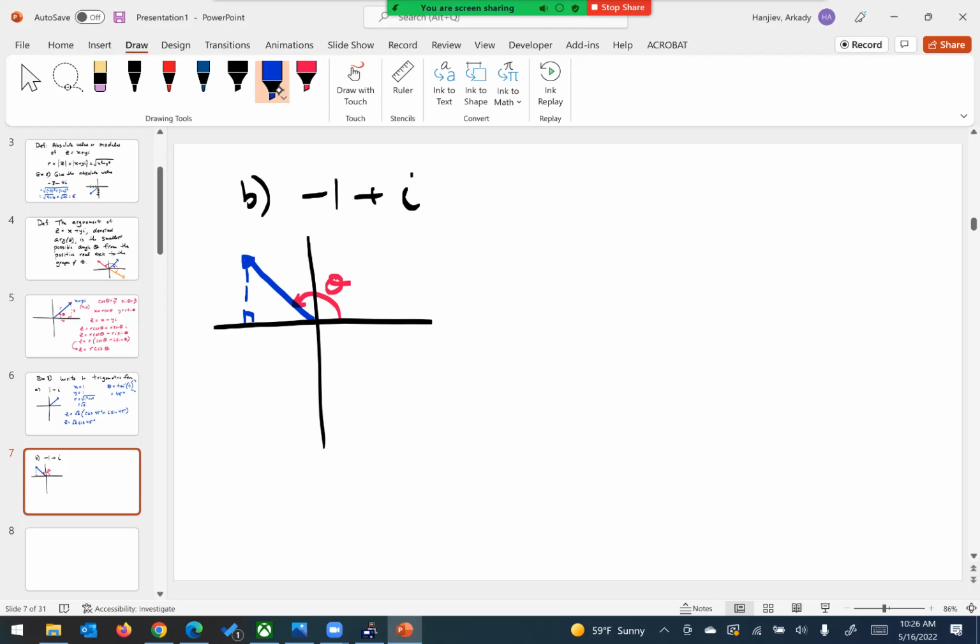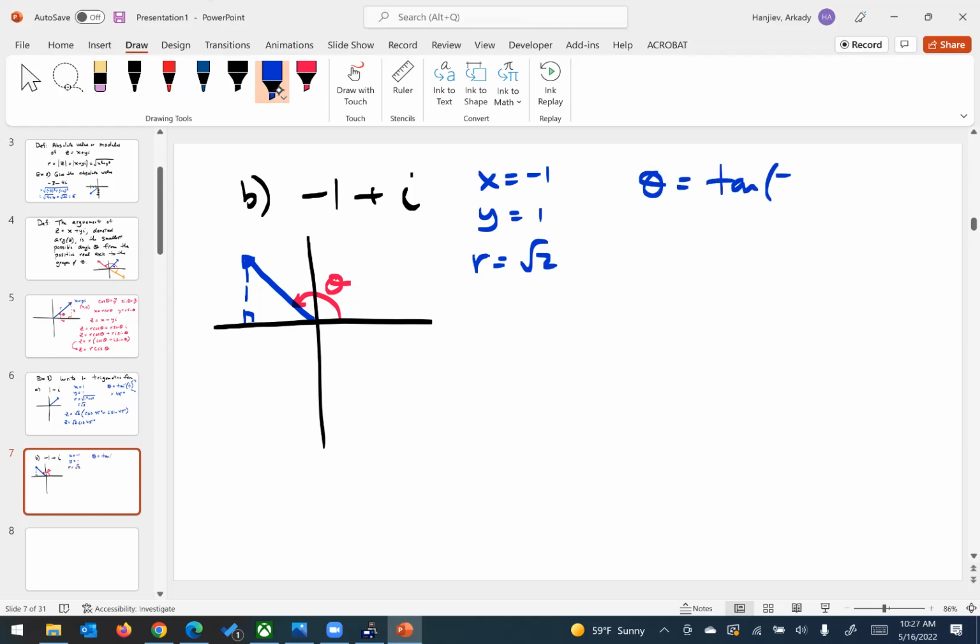So that's that. Let's see, X is 1. Oh, X is -1, sorry. -1, 1. R is equal to square root of 2. And theta is the fun one now. Theta is tangent inverse of 1 over -1. But if you do that and put it in our calculator, you get yourself -45 degrees. That's what you get, but that's not the angle.